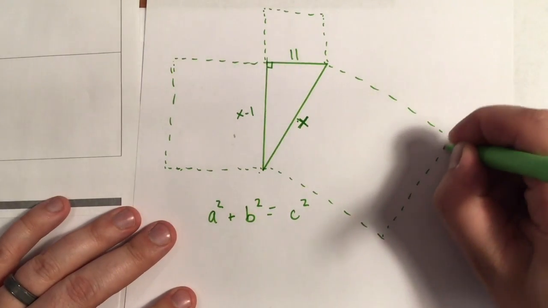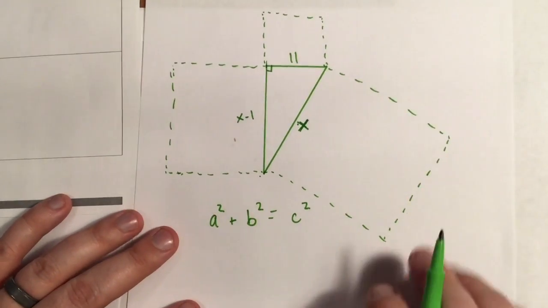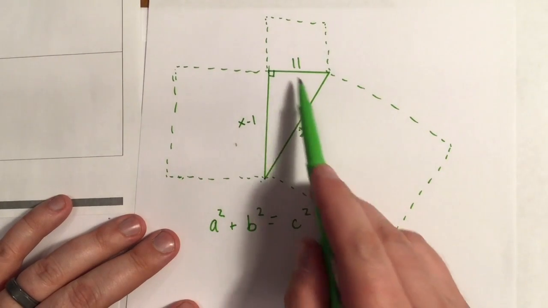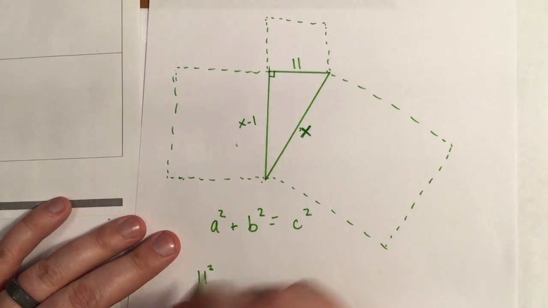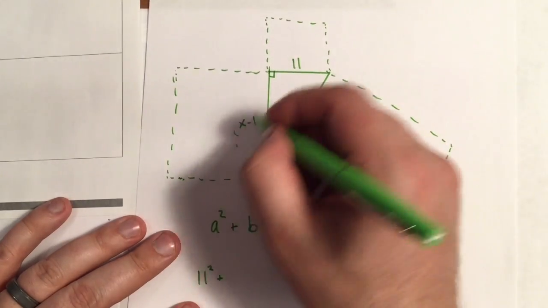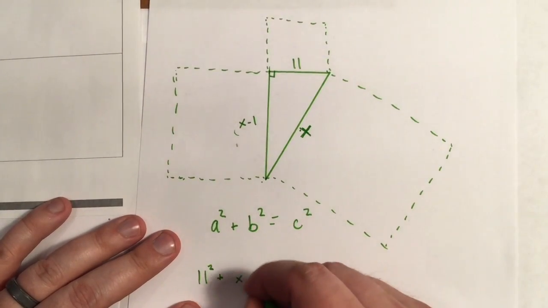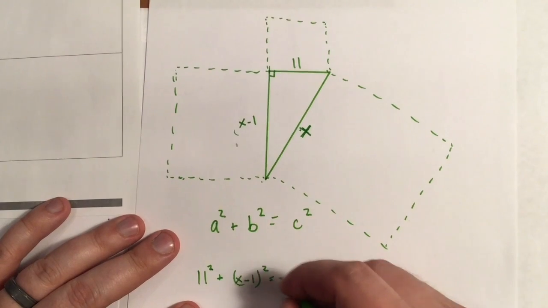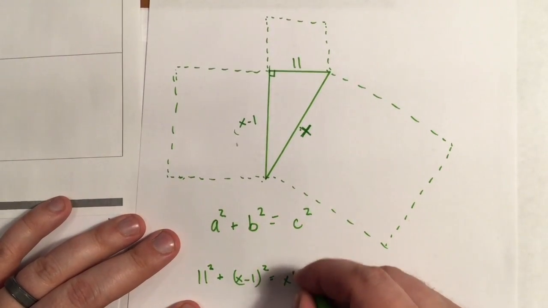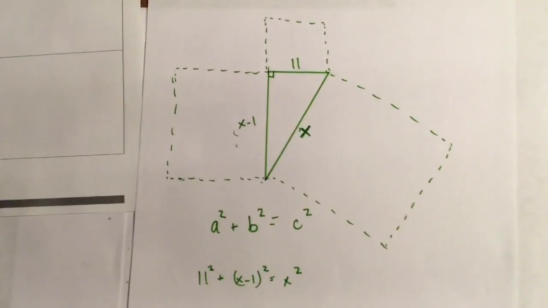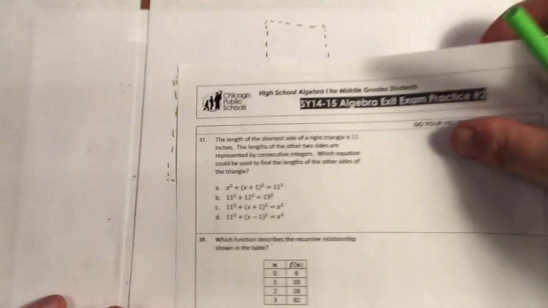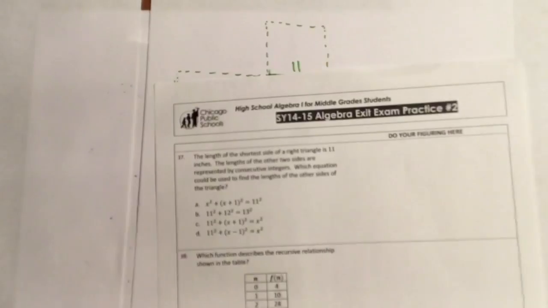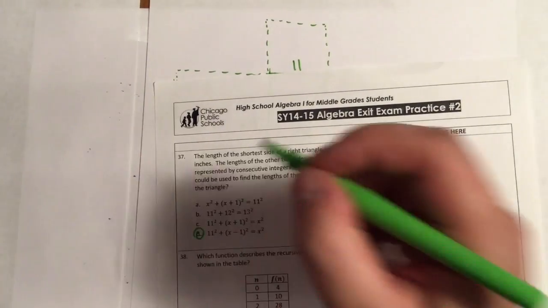It's more of a side rectangle, but whatever. So this area, this side square, so 11 square plus all of this squared is going to equal the hypotenuse square. And if I look at my answers, that looks to be D.